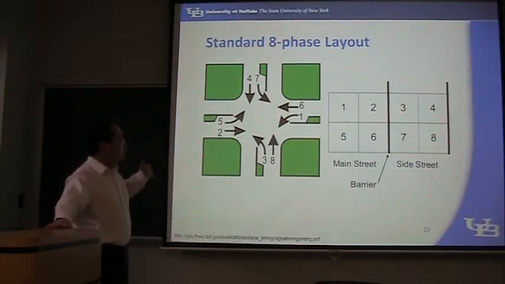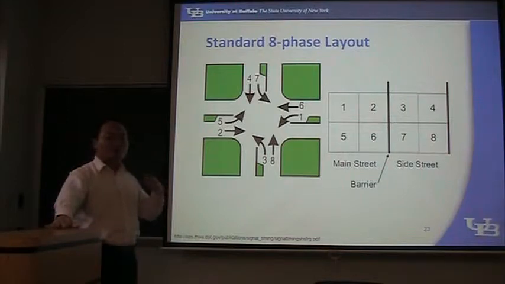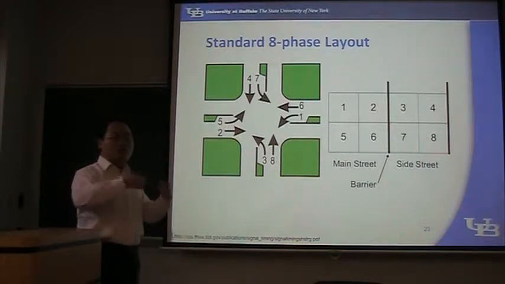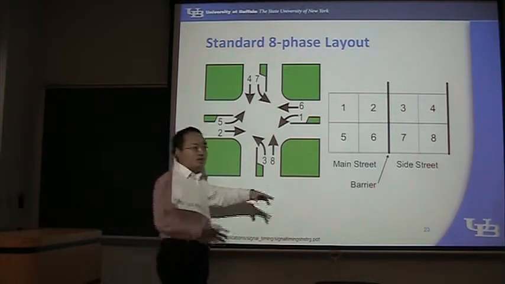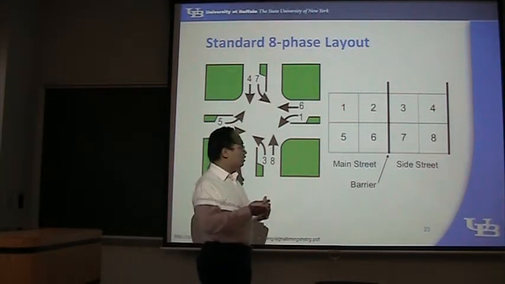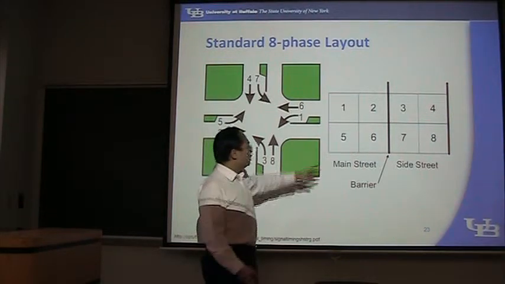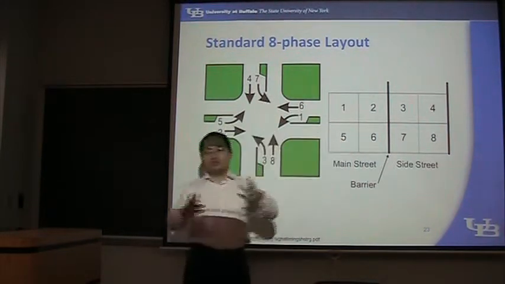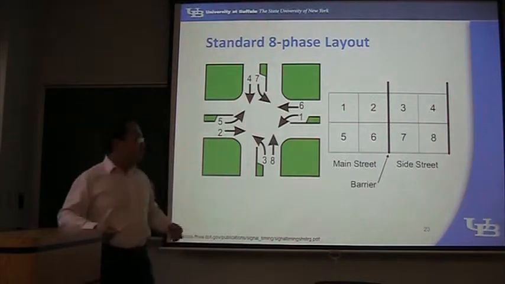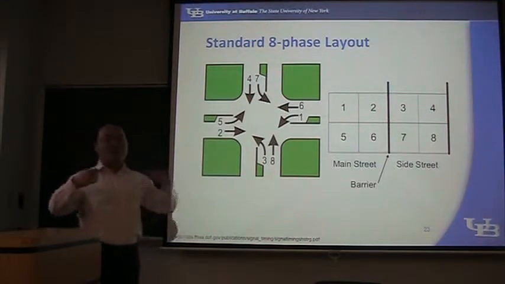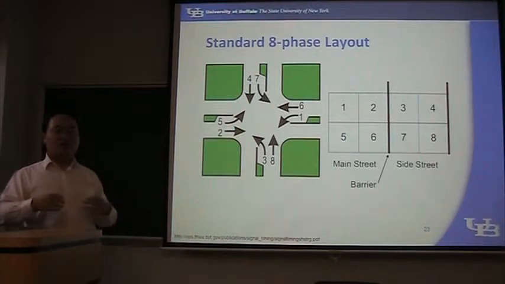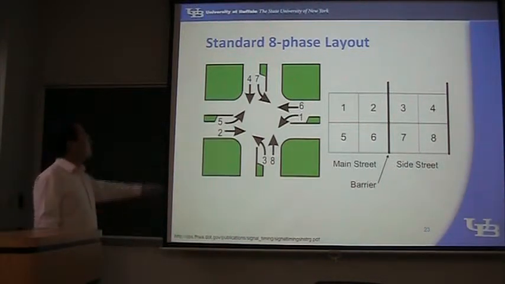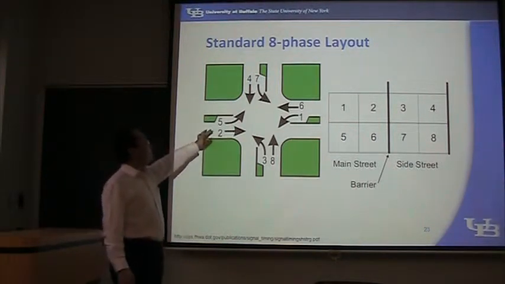What do I mean by this sequence? You will always go major left turn, major through, then minor left and minor through. If you are going to design a signal, design a phasing plan, then use left turn major, left turn minor, or like that. So always remember: left turn major, through major, left turn minor, and through minor. And this is a standard 8-phase layout.